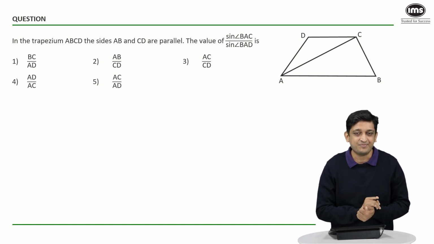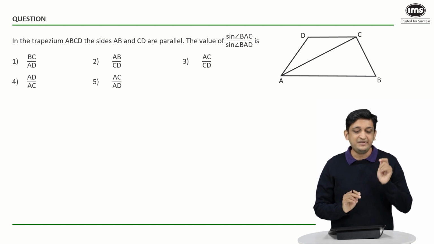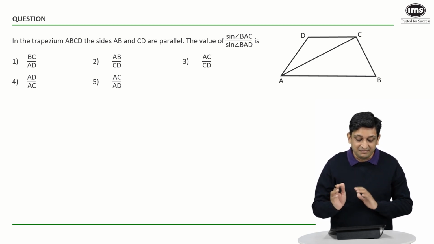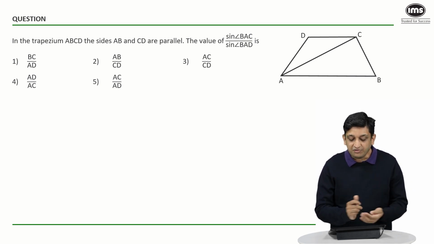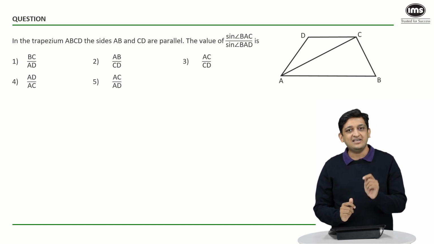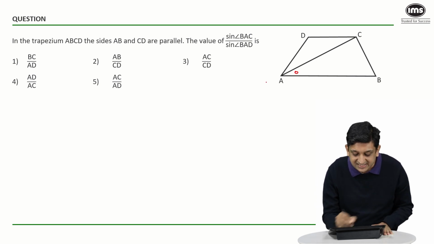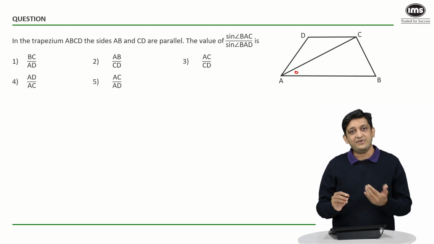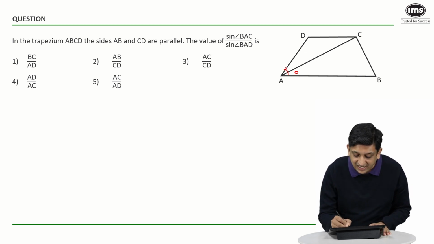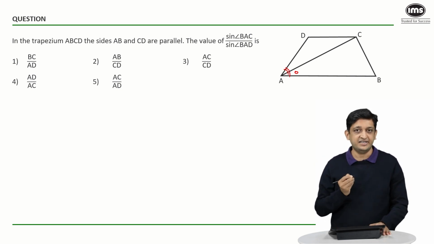It's that easy. So if you look at the question, there is a trapezium ABCD wherein AB and CD are parallel. You have to find the value of sine of angle BAC divided by sine of angle BAD, this larger angle that we have demarcated here.